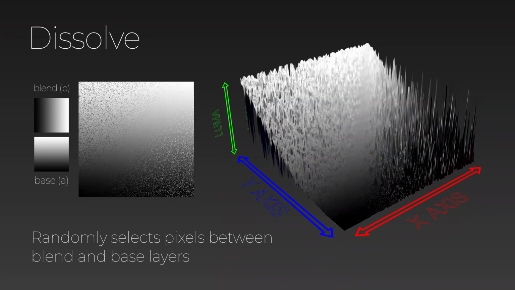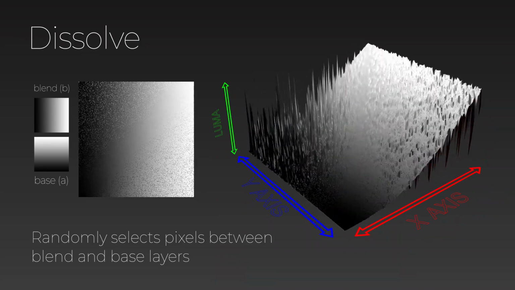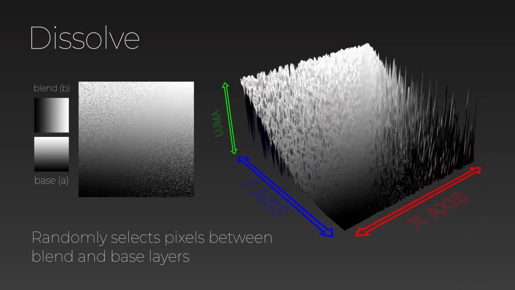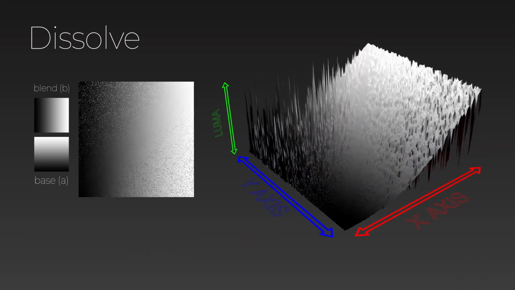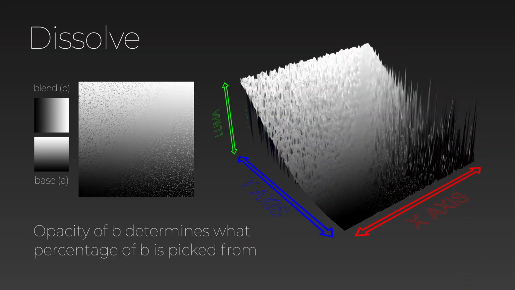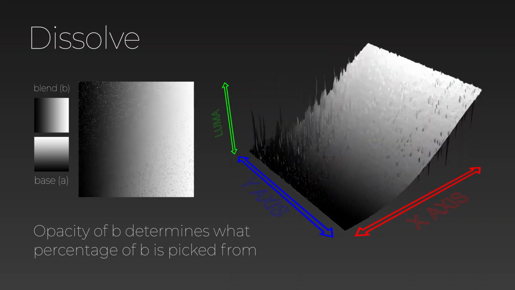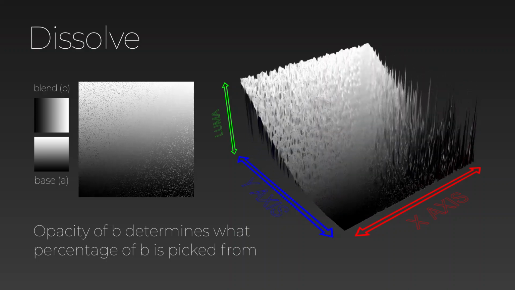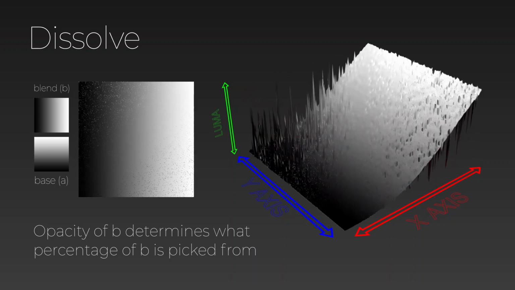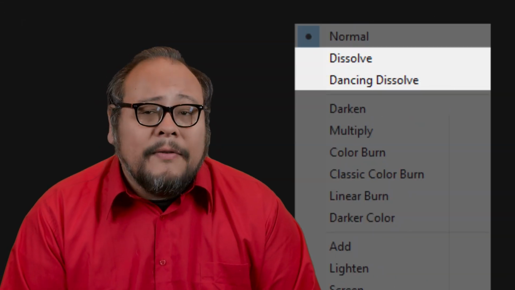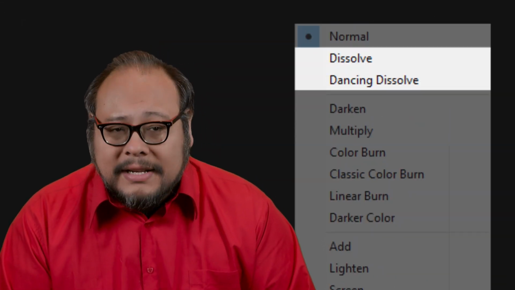The first is Dissolve. Dissolve randomly chooses pixels between the base and blend layers. In Photoshop and After Effects, the opacity of layer B determines how many random pixels are picked from that blend layer. The lower the opacity, the fewer pixels from layer B are used. Now, since this is a static blend mode, After Effects has the option of Dancing Dissolve, which randomizes the pixel selection over time.